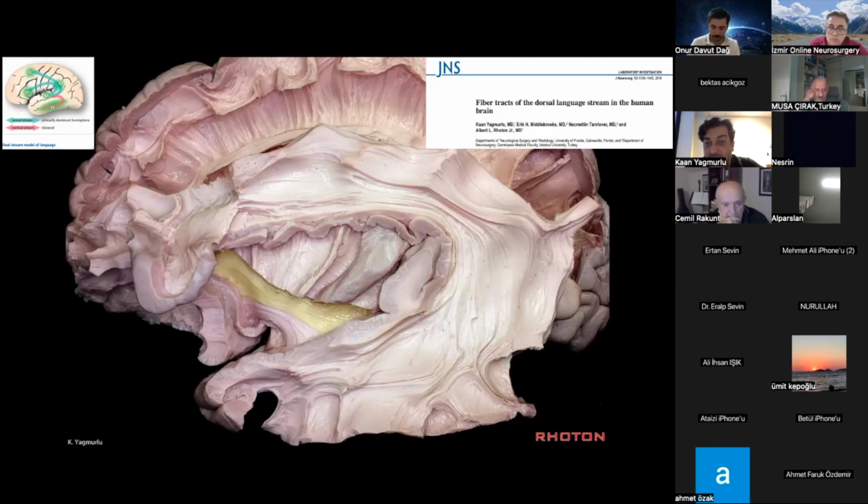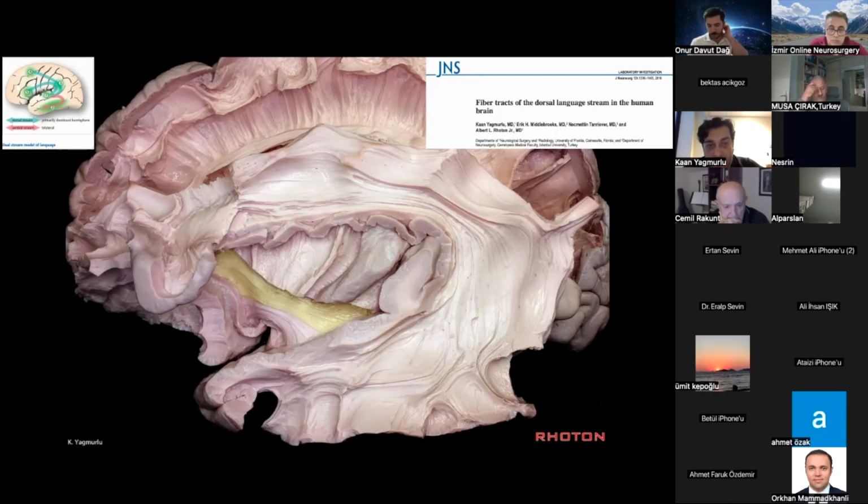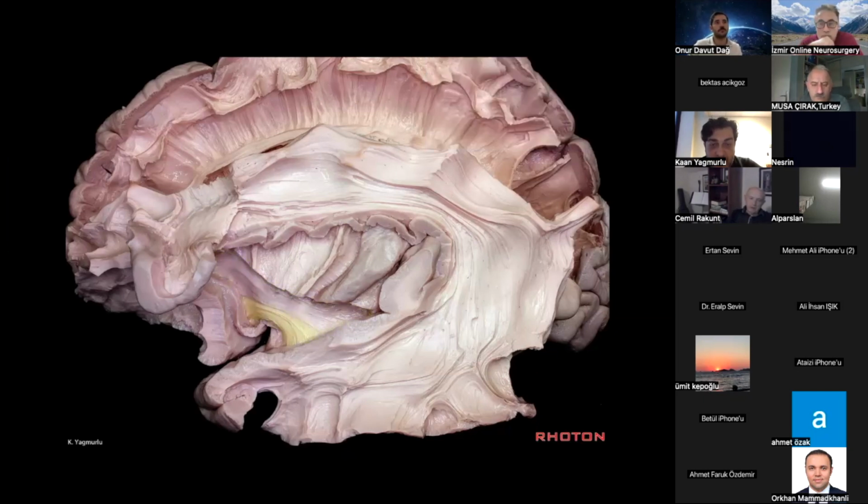And there's a ventral pathway, which is semantic, like the meaning of the words. This is the inferior frontal occipital fasciculus, which usually plays the role for this ventral semantic stream. We know Dr. Duffau also has a lot of publications about this IFO, the inferior frontal occipital fasciculus. Just underneath, we see the uncinate fasciculus.